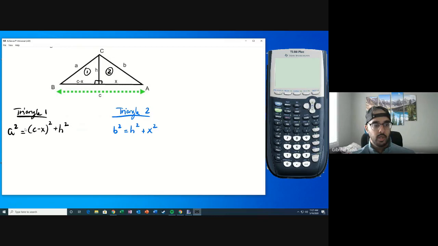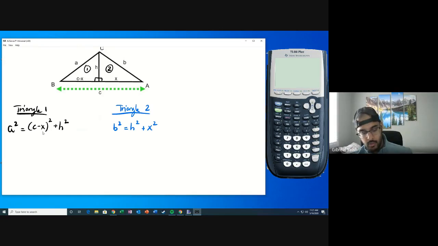Now, if you look, in that binomial, I've got an x, it's going to end up being squared, and I've got an h, it's also going to end up being squared. And I think you can see where we're going. The expression in blue also had an h squared and an x squared. So let's go multiply this set of brackets out, and then we'll do a little bit of a substitution. So a squared is going to equal c squared minus 2cx plus x squared plus h squared.